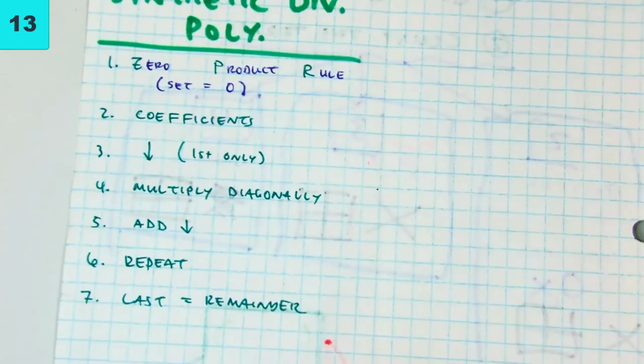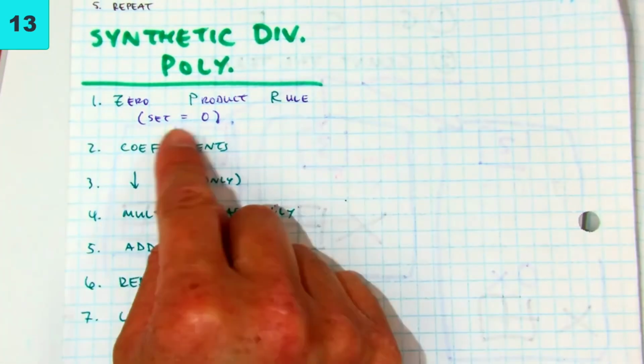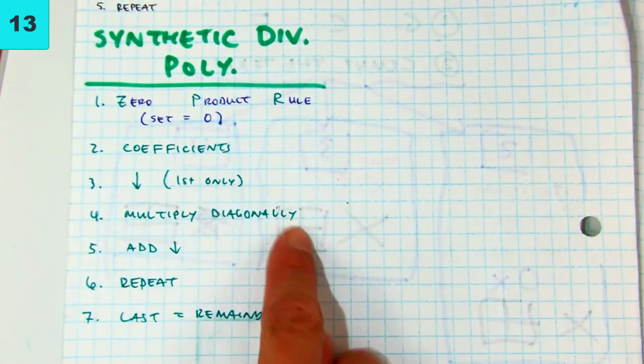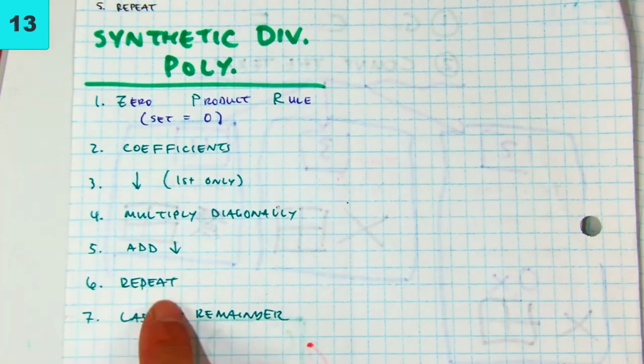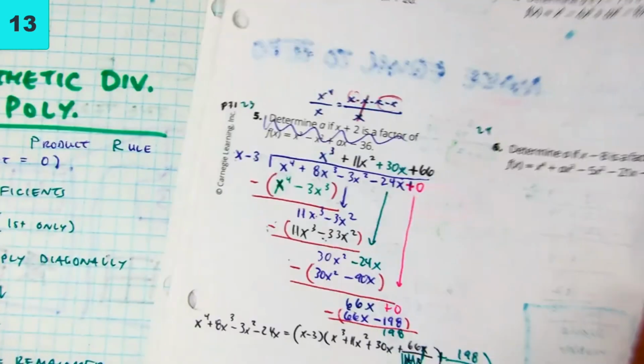And now you're like, these long division problems are so long. Is there a faster way? And there is. We have synthetic division of polynomials. And I'm going to demonstrate it on the last problem we just did. We're going to do something called the zero product rule. We're going to set it equal to 0. We're going to look at the coefficients. We're going to bring down the first one, multiply diagonally. We're going to add down. We're going to repeat. And then our last one is our remainder. So let me show you guys that on this specific question.